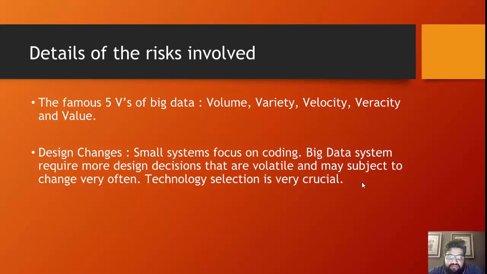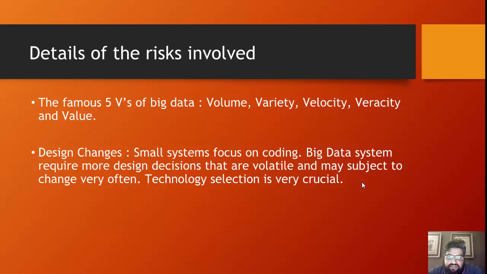Then at the last comes the value. It is all about having access to the big data, but there is a huge volume of data, so unless we turn that data into value, it is of no use to us. So value is important for managing the big data.